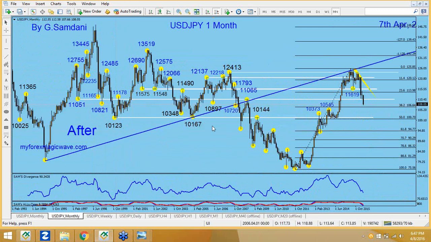111.58. Where did I get it from? I think I got it and then I forgot to mark it. But think about 58 and 65, no big deal. This is 111.65. Okay, that's it.